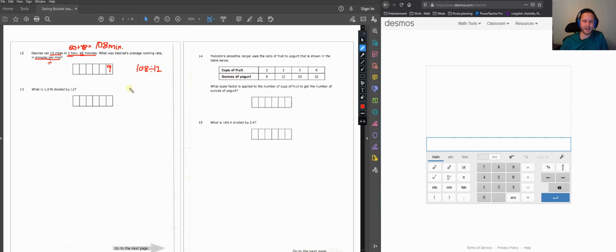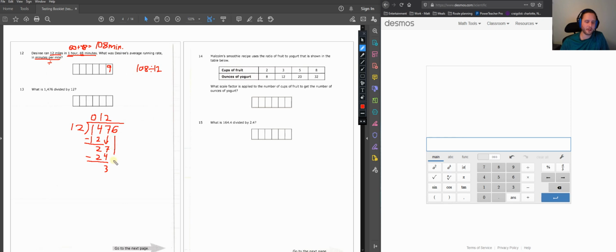For number 13, we have another long division problem. So for this one, we've got 1,476, which is being divided by 12. Okay? Now let's see here. 12 goes into 1. It does not. So I'm going to put in the 0. 12 goes into 14 only 1 time. So 1 times 12 gives me 12. We'll subtract that. Carry down my 7. 12 goes into 27 only 2 times, which gives me 24.